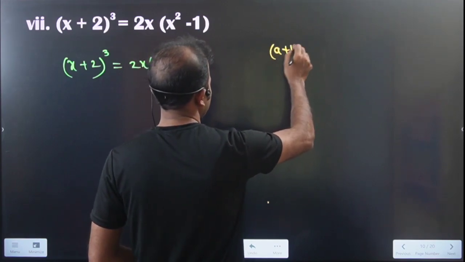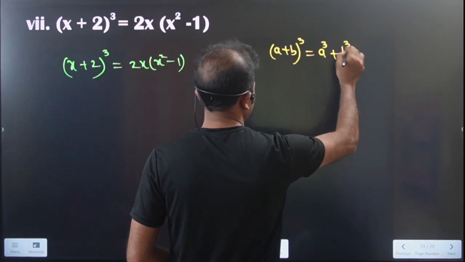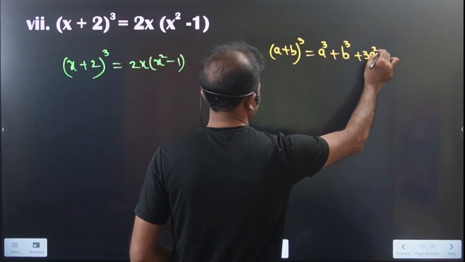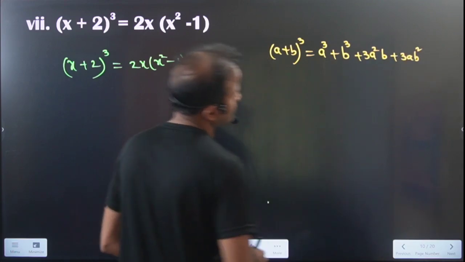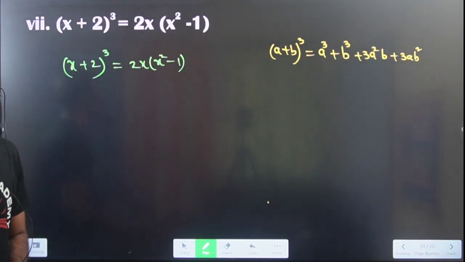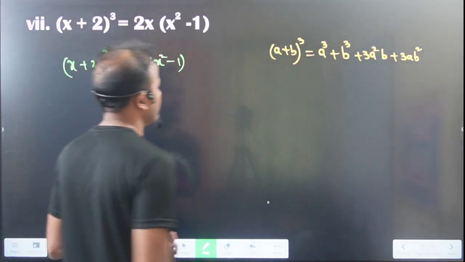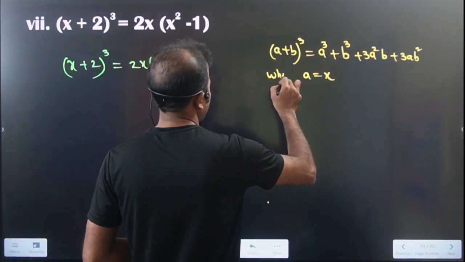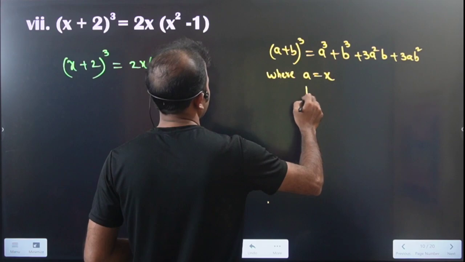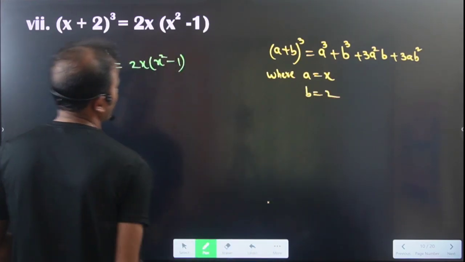Can you tell the (a + b) whole cube formula? We can write a cube plus b cube plus 3a square b plus 3ab square. Okay, so this is the formula of (a + b) whole cube. Here a is assumed as x and b is assumed as 2. Now you write the equation.